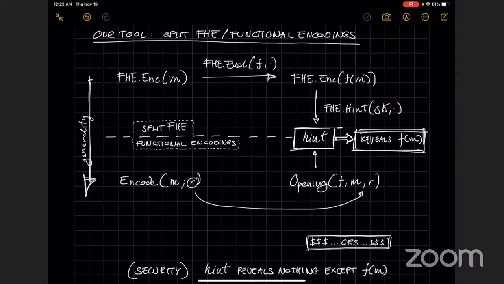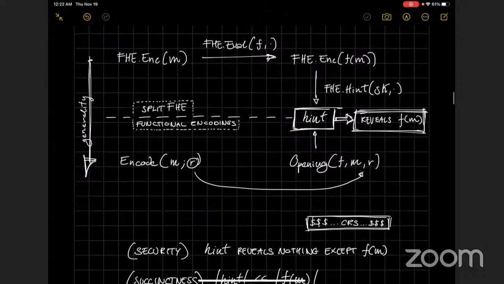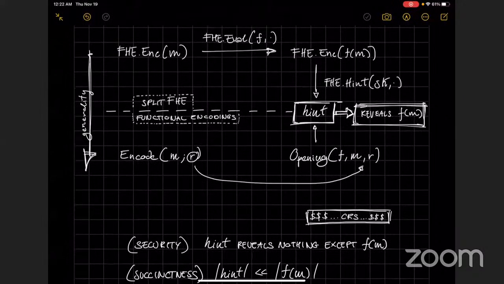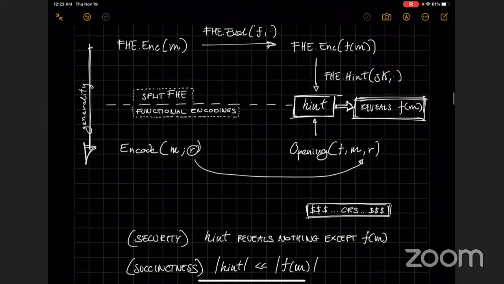But this is also not entirely satisfactory because we could just set the hint to be the message F of M, which is the reason why we impose the second constraint, which is succinctness. Succinctness says that the size of the hint should be much smaller than the size of the message that you want to recover, which in our case is F of M. And the succinctness requirement really captures the essence of I/O in the sense that it really shows you where the compression comes from. And compression, as we saw before, is really the heart of constructing XIO.